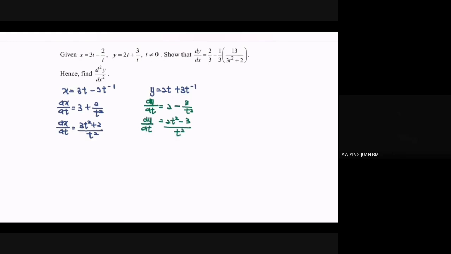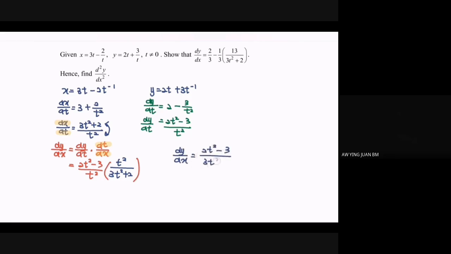Next we are going to find the dy/dx. So the dy/dx will be equals to dy/dt multiply with dt/dx. Substitute (2t squared minus 3) over t squared multiply with dt/dx. So in here we have dx/dt, so what we have to do is to flip the situation. So we have t squared over (3t squared plus 2). So finally, the dy/dx will be equals to (2t squared minus 3) over (3t squared plus 2).